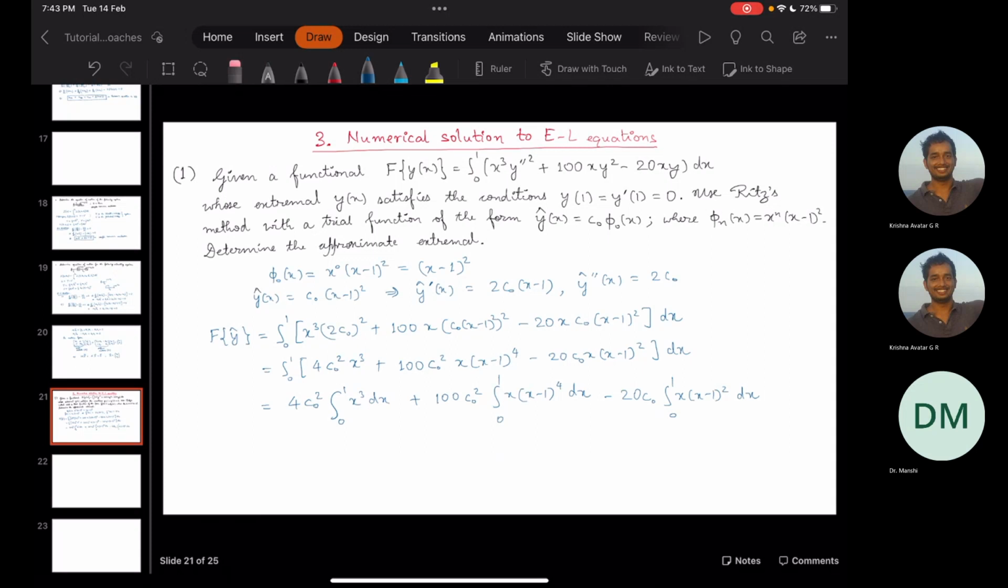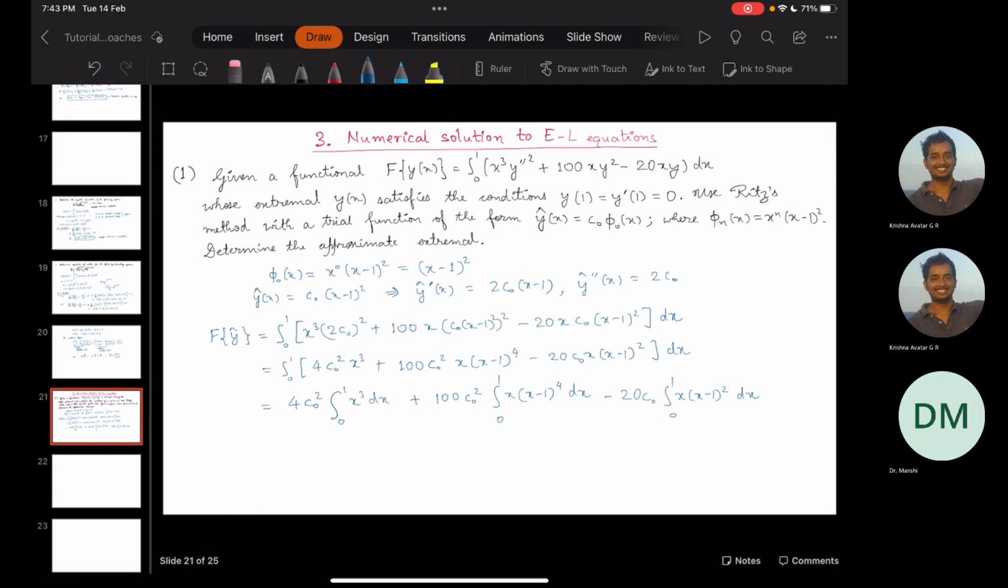So evaluating the first integral here is very easy. But for the second and third integrals, it's a bit tricky. If we expand our (x minus 1) to the power 4, the equation will become really messy. So why not use a trick? That's what we call changing our variables, or transforming the variable, so to speak.